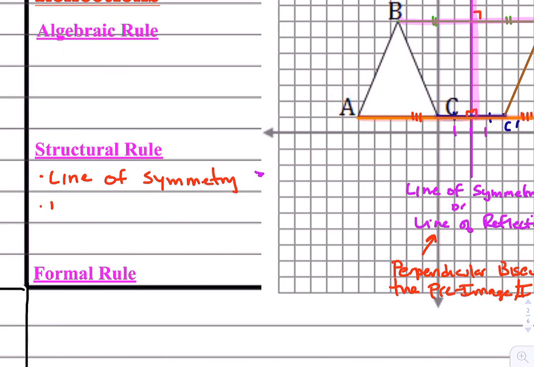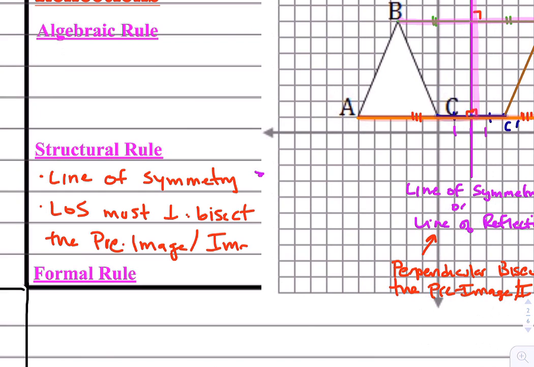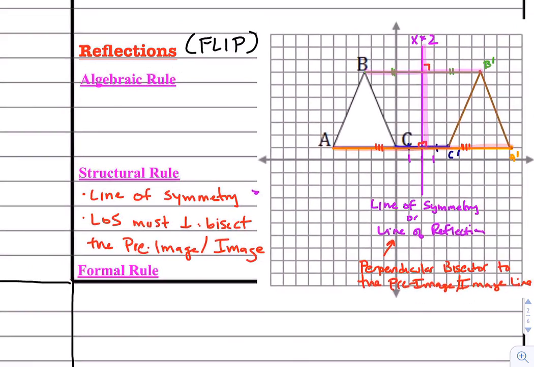Okay? And that line of symmetry must be a perpendicular bisector. Perpendicular bisect. The pre-image, image line. Okay? And again, this should make a lot of sense.